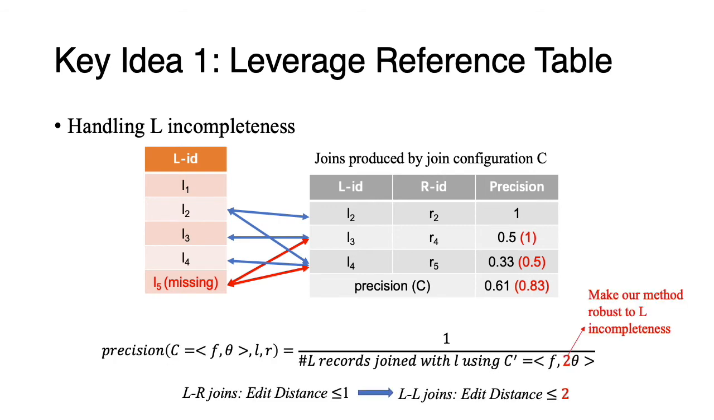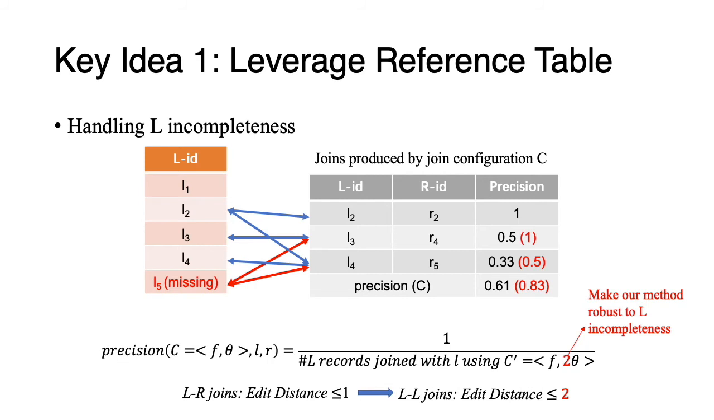This would make the precision of the join configuration overestimated. To solve this problem, we double the distance threshold in the join configuration when performing LL joins. For example, if the join configuration is edit distance not greater than 1, when we perform LL joins, we use edit distance not greater than 2.